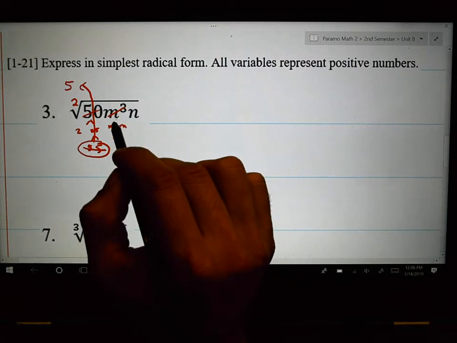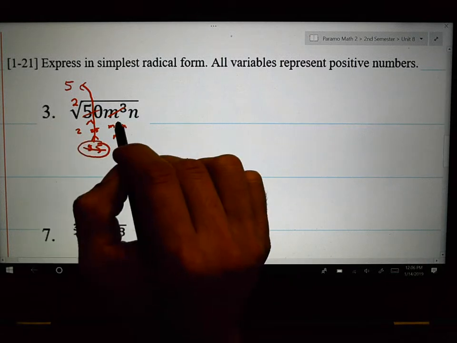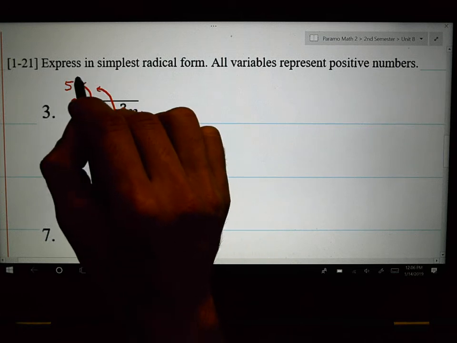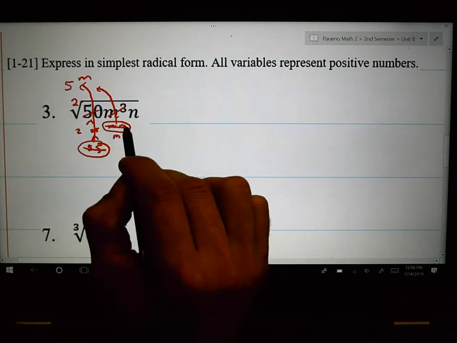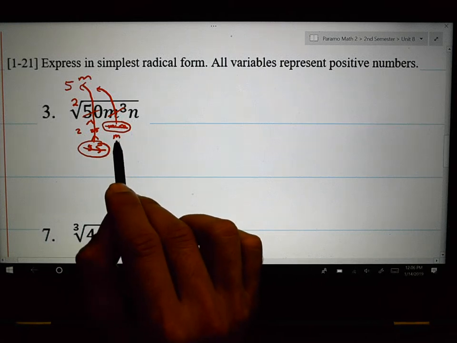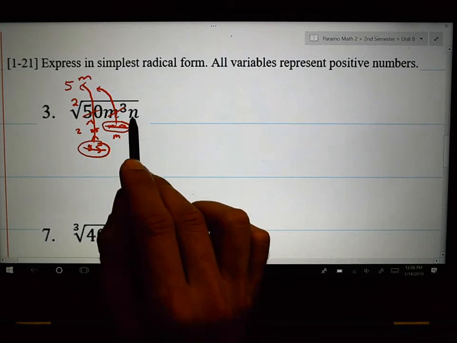The 5 is multiplying this radical. I look at the m's, and since I need 2 factors, I can circle 2 of the m's, go like this, and an m can pop out. I cross it off. I cross off the circled group. One of these m's is left inside. Just like the n doesn't have a second n, so it stays inside.